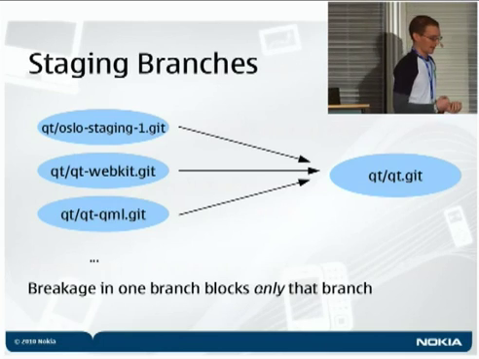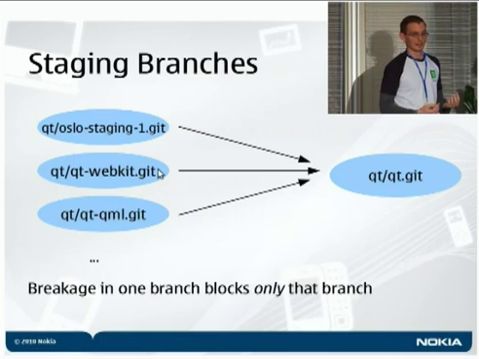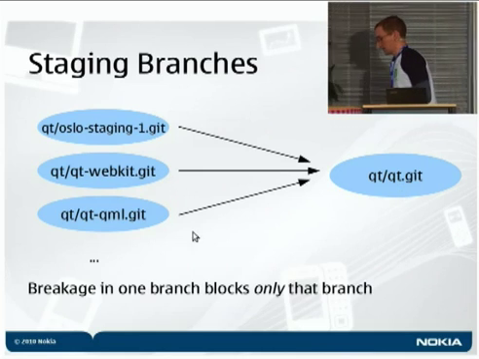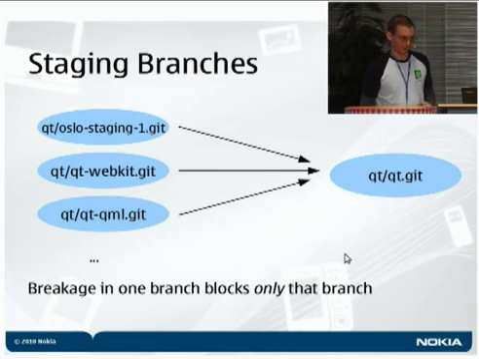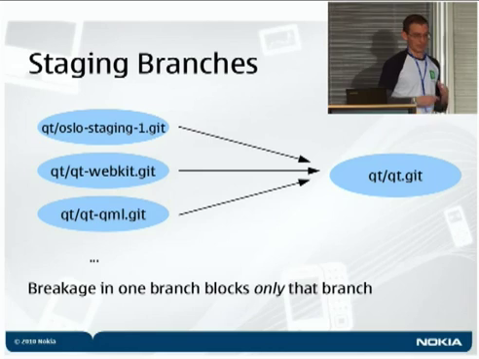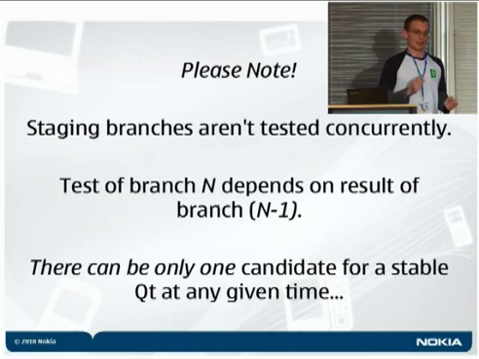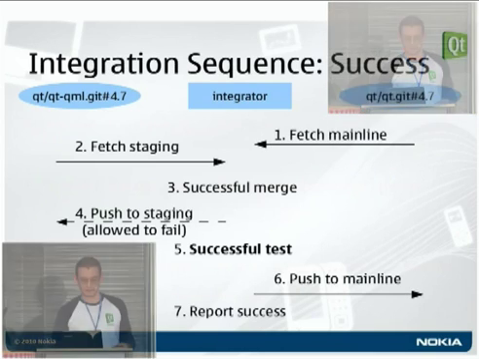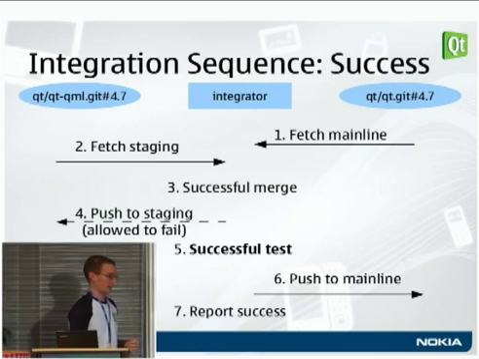If we're currently testing some staging branch, say Qt QML, let's say that fails, then the next staging branch can possibly be integrated. But in the other case, if we were testing Qt QML and Qt WebKit at the same time, and Qt QML were to pass, then Qt WebKit's test is invalidated because it was testing against the old Qt, not the new Qt. That might be a little difficult to understand, but hopefully this sequence diagram helps clear it up a little bit.